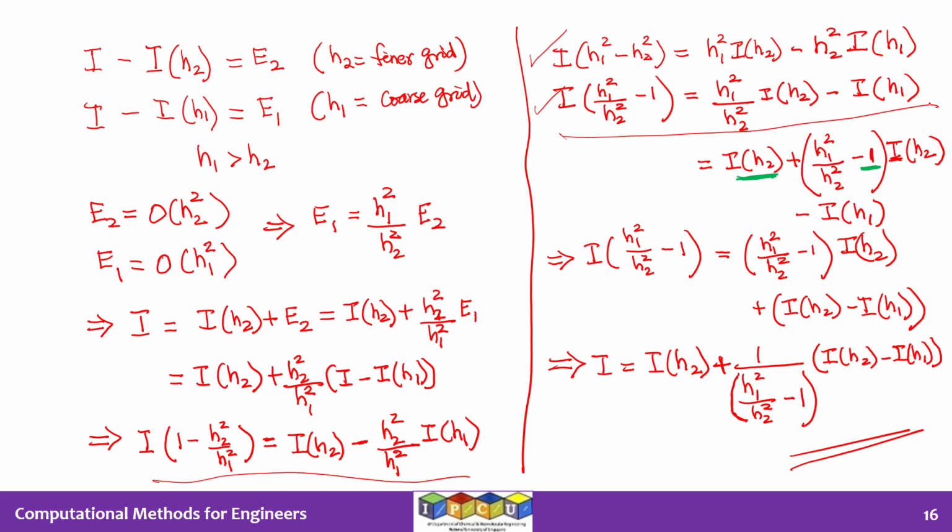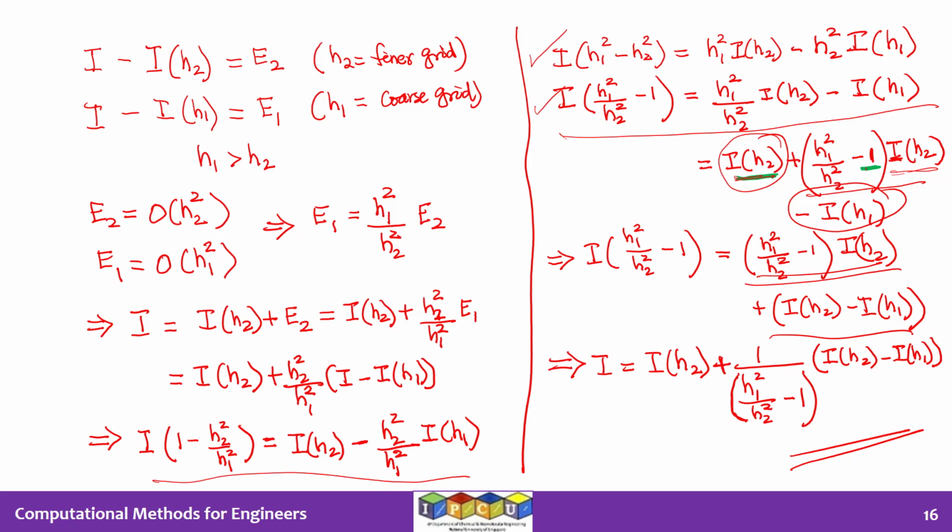And now this one I can add IH2 and I can also subtract IH2. That is what is underlined in green ink. So whatever expression is there, I'm adding IH2 and also subtracting IH2. So there should be no problem, right? We are not distorting anything. But what happens is it helps to recoup the right hand side as h1 squared by h2 squared minus 1 times IH2 plus IH2 minus IH1. So that is what we get here.